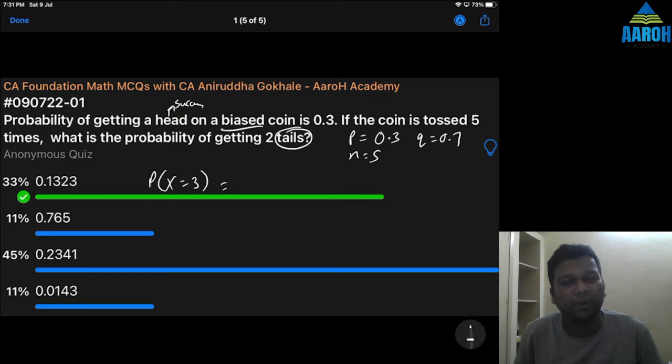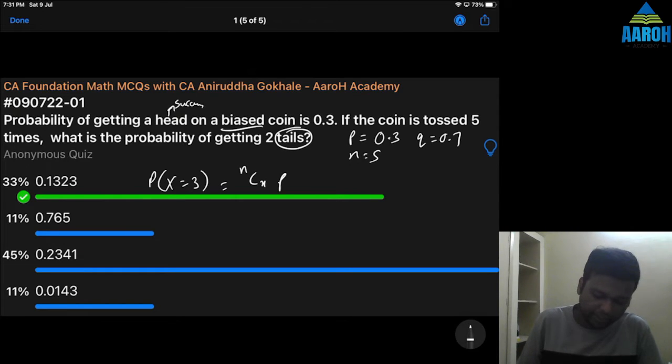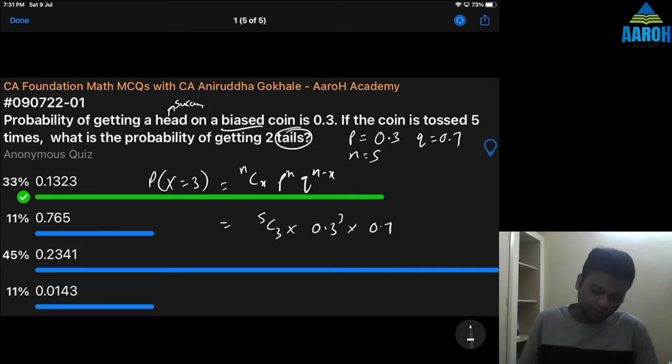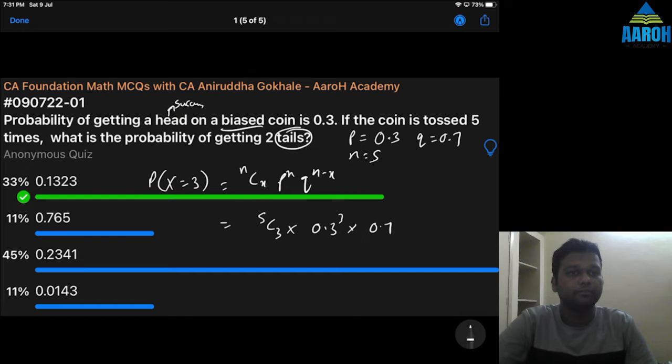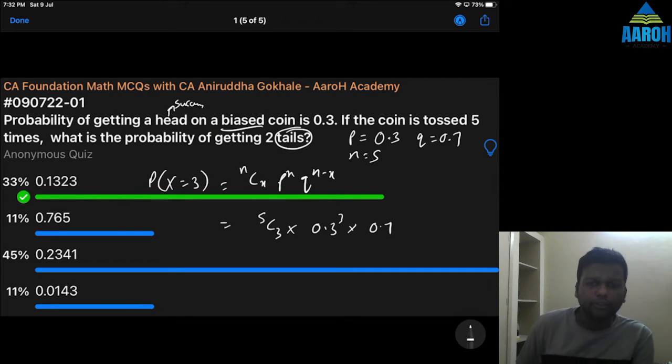So we can just use the formula directly. What is it going to be? nCx into p raised to x into q raised to n minus x, which is 5C3 into 0.3 raised to 3 into 0.7 raised to 5 minus 3. Okay, I'm sorry, there was some disturbance. So 0.3 raised to 3 and 0.7 raised to 5 minus 3, 2.